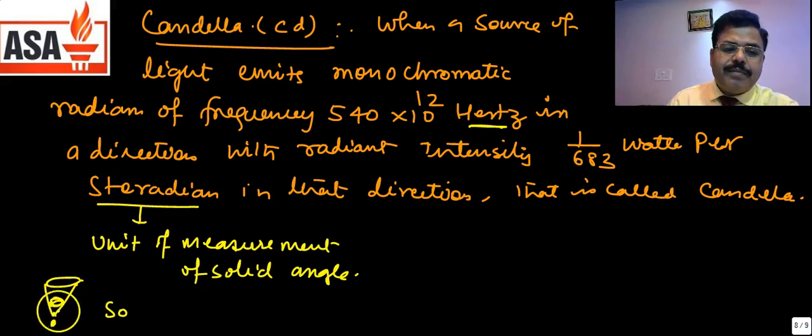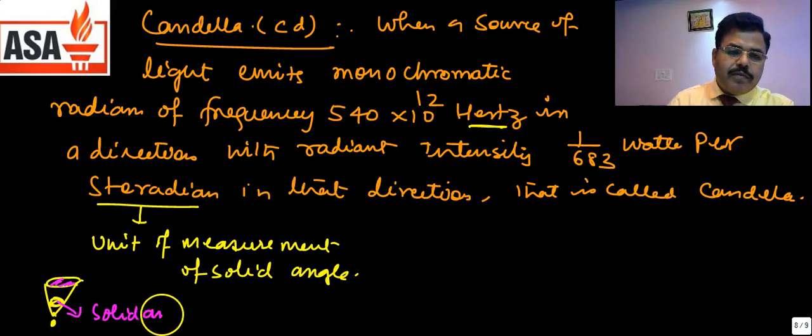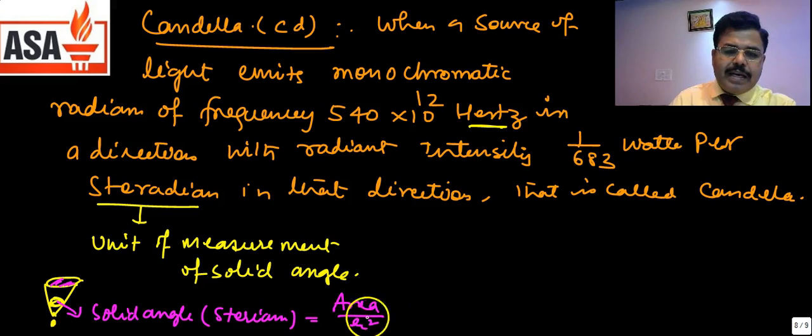So if light emits from here, in this particular unit, steradian means this is the cross-sectional area, whatever the area may be, area upon r square. That is called the solid angle. So solid angle, that is steradian, is the measurement of solid angle, that is area upon r square. Unlike radian, radian is arc upon radius.